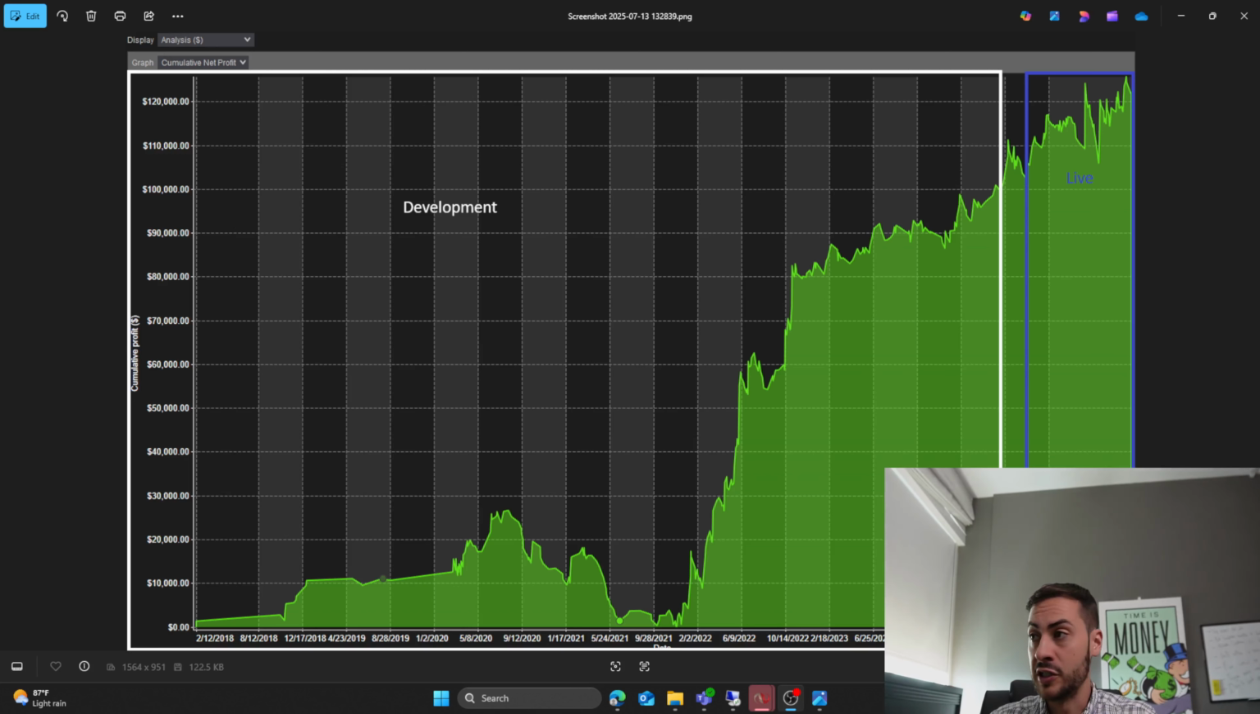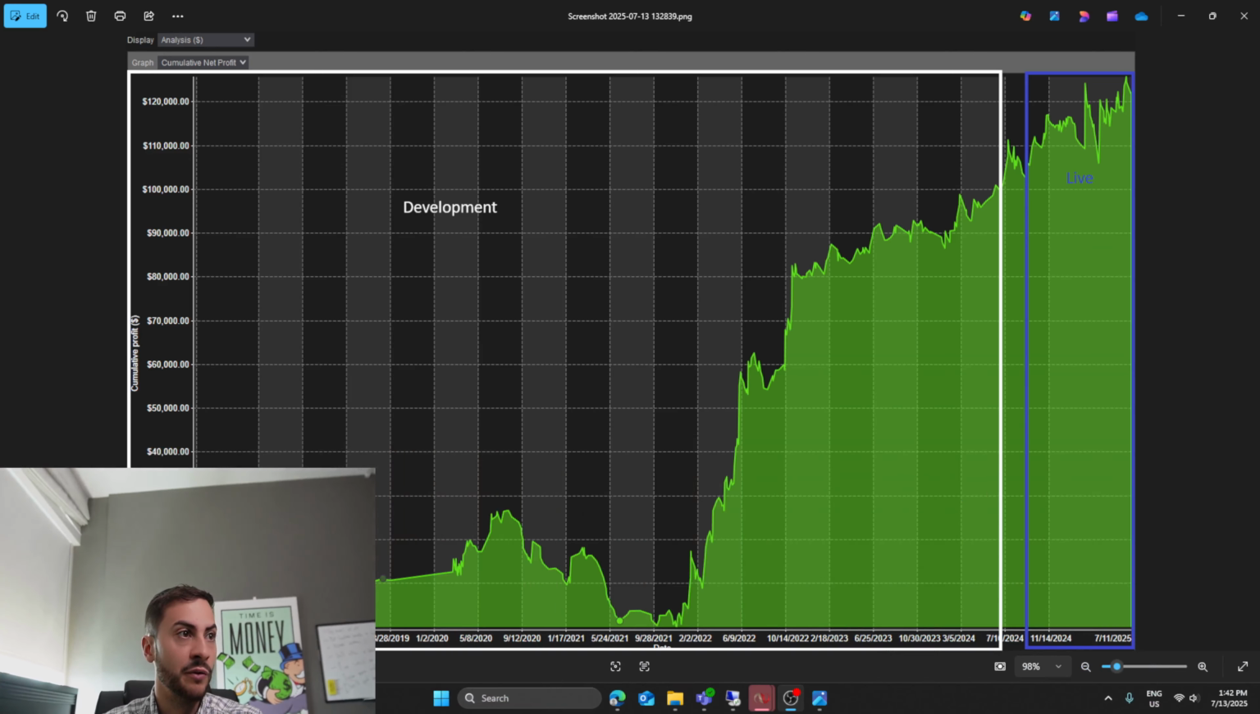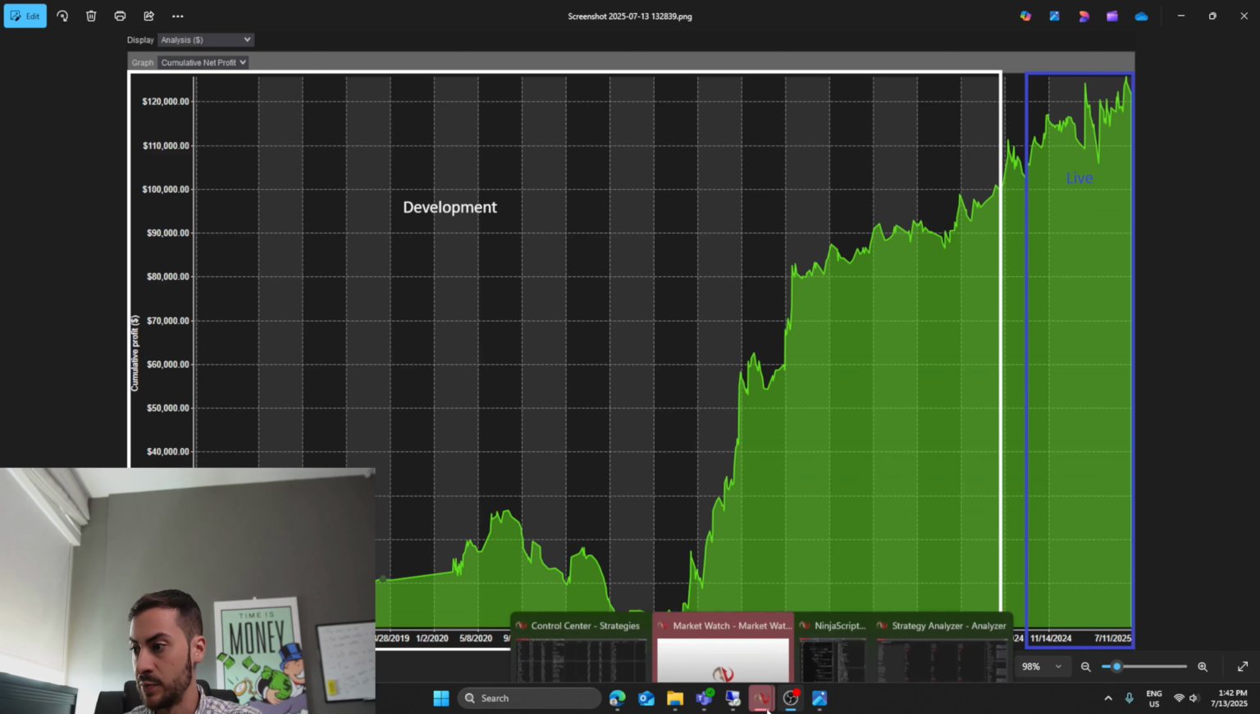Without further ado, let's get started. So here in the screenshot, I've highlighted our development and live results for this strategy. We used the last 5 years to develop the strategy, 2018 until September 2024, and as you can see, that is highlighted in white. And then in blue, we have the live results up just over $18,000 based on one futures contract. This trades NASDAQ E-mini futures, so NQ, and that would be its basis.